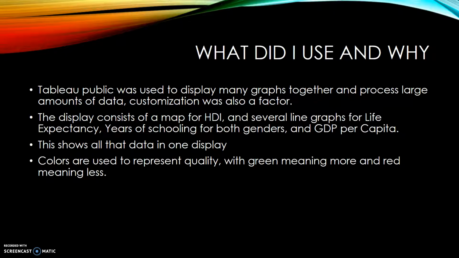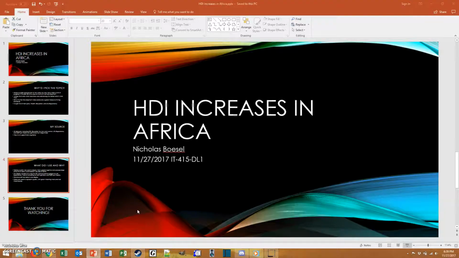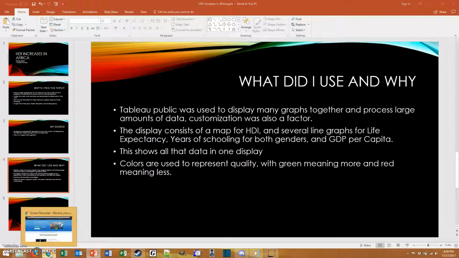And what did I use to make this and why? Tableau Public was used to display many of the graphs together and process large amounts of data. Customization and color were also a factor, as the display consists of a map for HDI and several line graphs for life expectancy, years of schooling for both genders, and GDP per capita. This shows all that data in one big display, and the colors are used to represent quality, with green meaning more and red meaning less. You usually get the picture.